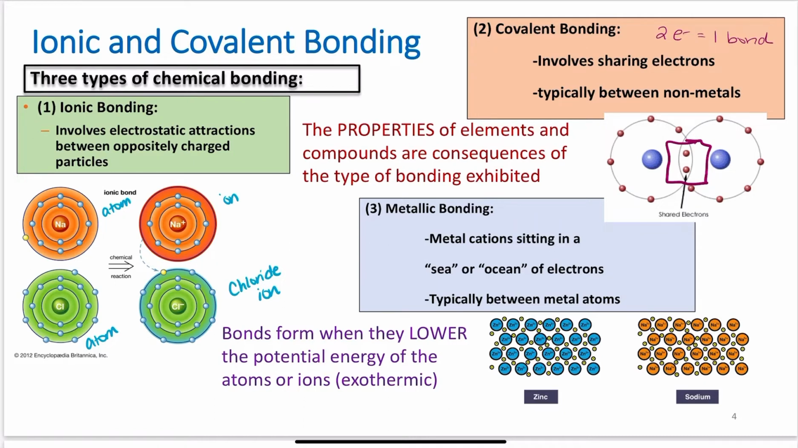Bonds form when they lower the potential energy of the atoms or ions. It's an exothermic process when bonds form. So bond formation, exothermic, energy is released. That's the whole reason a bond is forming. A bond is not going to form if there's not a reason for it.